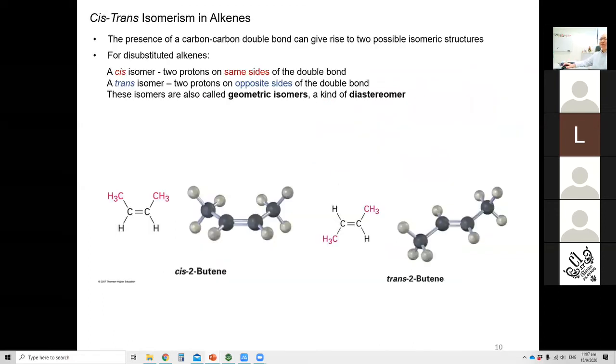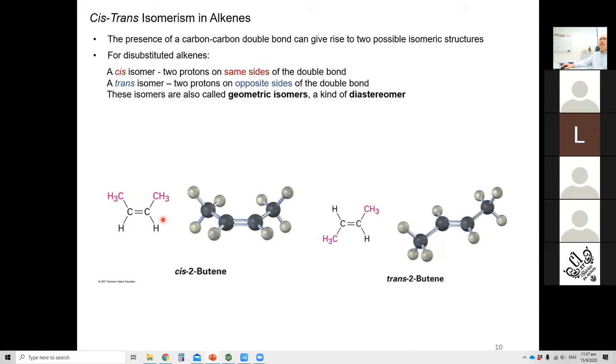So what does that mean? For example, for the butene structure, you have two kinds of butene. One is that the two methyls are on the same side, like this. Another one is two methyls on different sides of this double bond. So one isomerism we are going to talk about is called cis-trans. And cis-trans only applies to disubstituted alkenes, like the butene here.